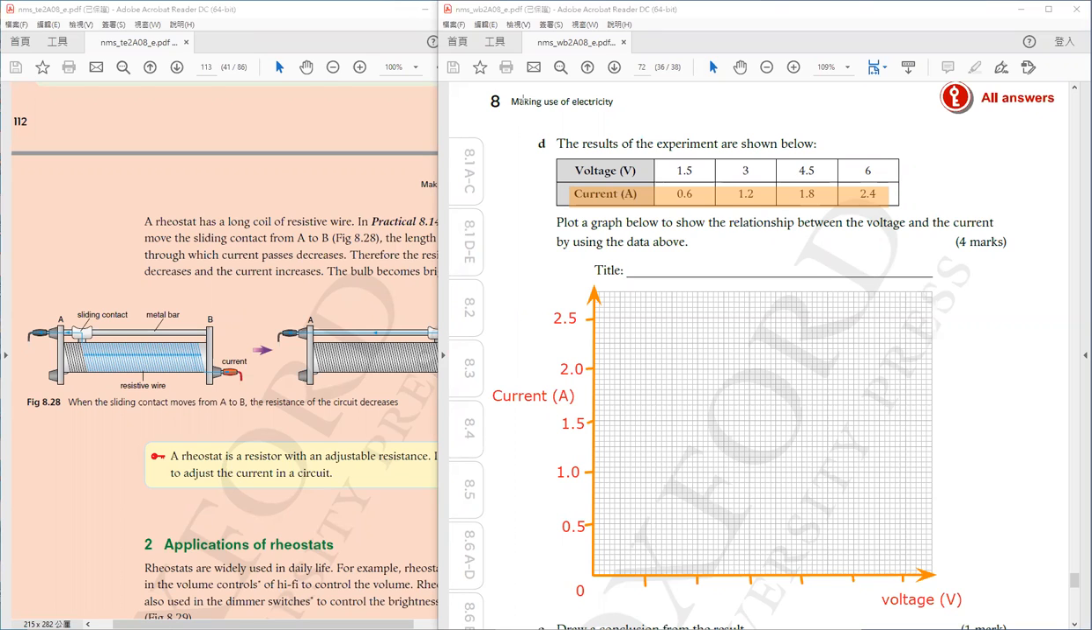Same as below, for voltage the maximum is 6. You have 6 boxes below, so here we mark it as 6, and then 5, and next one is 4. This one is 3. Next one is 2. This one's 1.